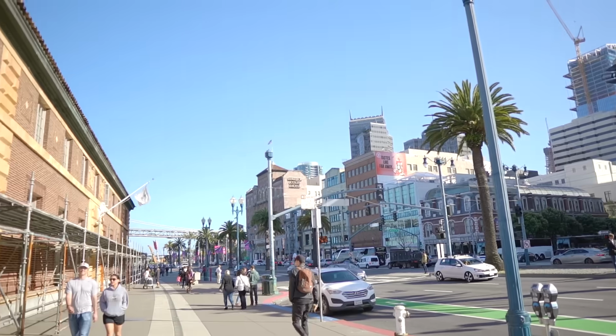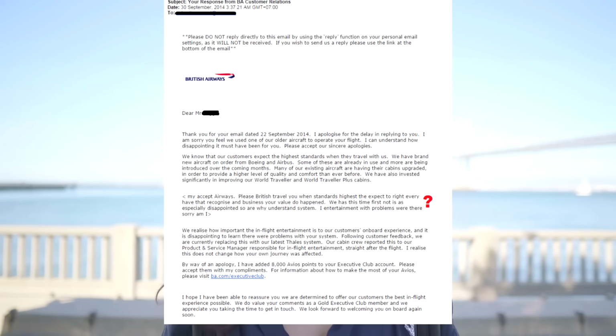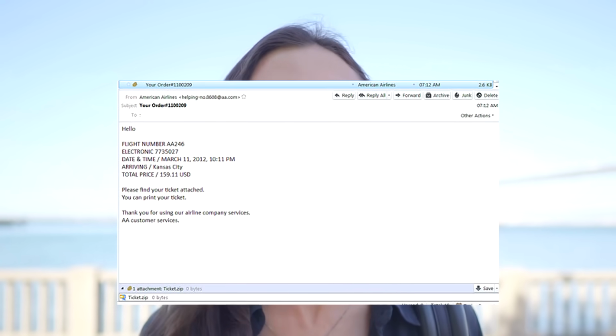Tip number 1, be direct. Again, American people are very relaxed. When I was dealing a lot with British people, I noticed that their emails were long, but the whole point could be minimized to 2 or 3 sentences. Your goal is to talk about what you want to talk about in 2 or 3 sentences in an email. And again, be relaxed.